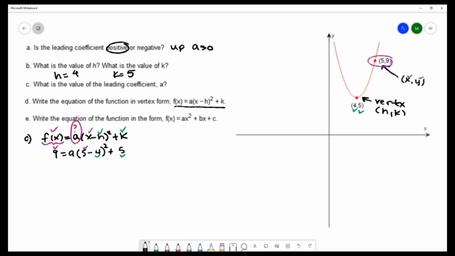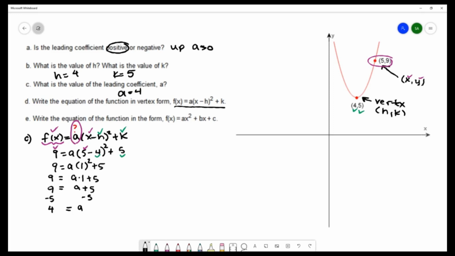So we're going to simplify, and we have 9 equals a times (5 minus 4), that's a 1, and 1 squared is 1, so we have a times 1 plus 5 on the right, and a times 1 is a, so we have a plus 5 on the right, and we can solve for a by subtracting 5. That gives a equals 4. So now we know that the value of a, our leading coefficient, is 4.